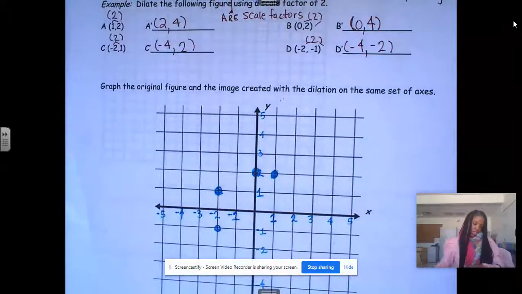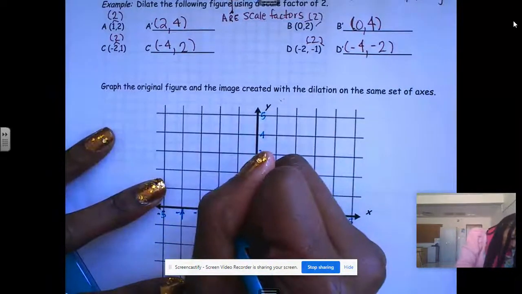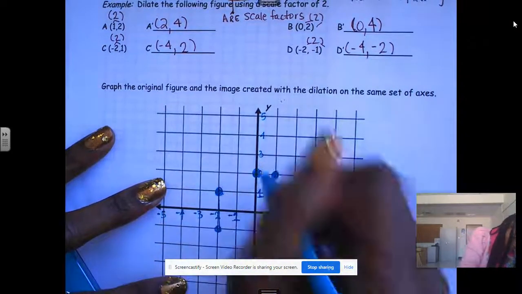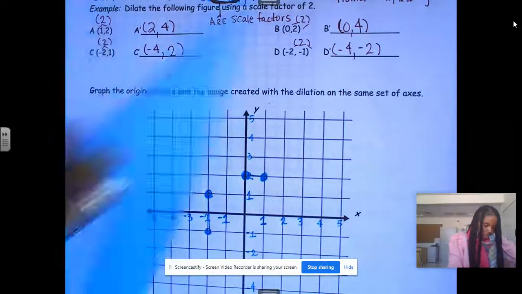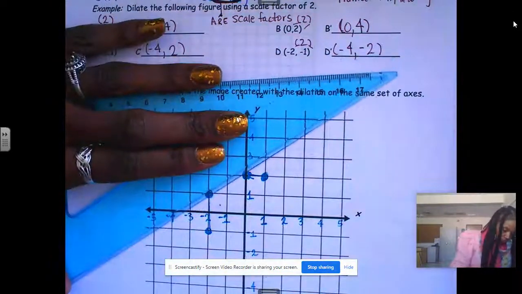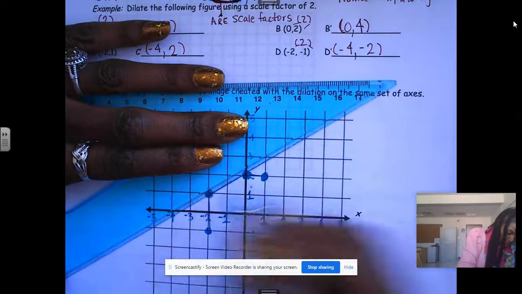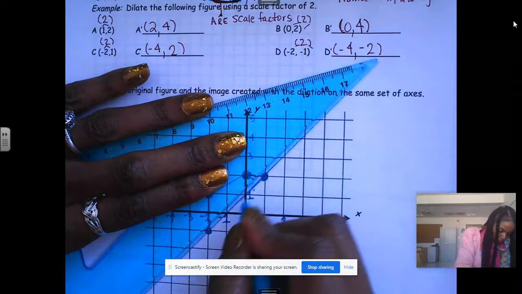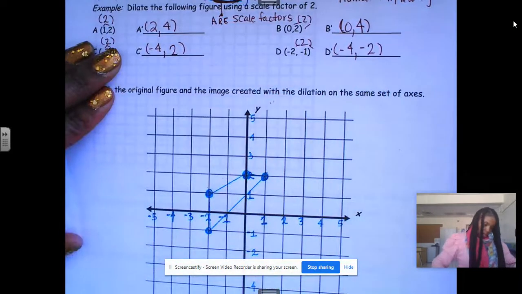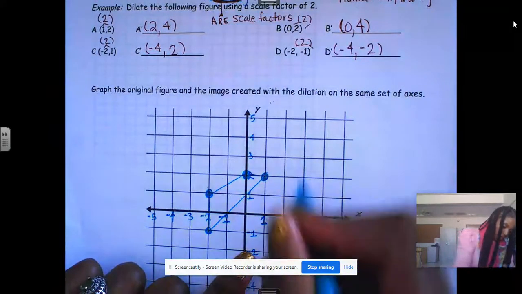And then I'm going to use my straight edge and connect. When I connect this one, this is going straight down, and this one's going straight across. Then I can use my straight edge to connect everything. And then I'm going to draw my letters to denote that this is just my pre-image. Okay. And so this is my A.